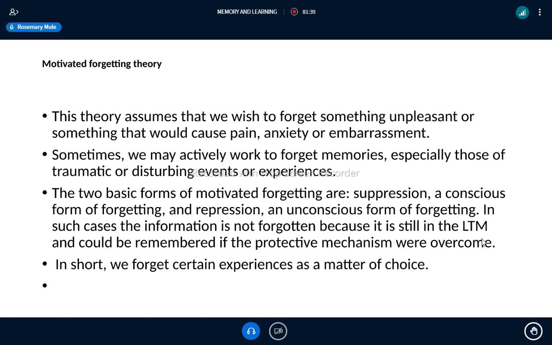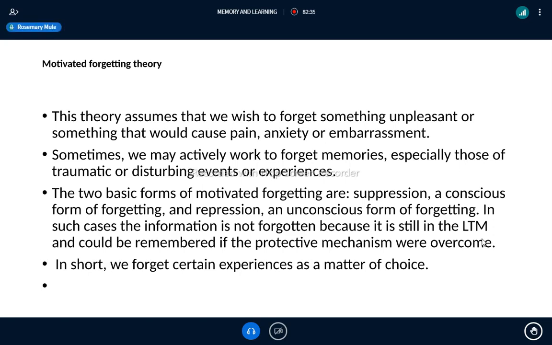We have what we call the motivated forgetting theory. What does this theory say? This theory assumes that we wish to forget something unpleasant, or something that would cause pain, anxiety, and embarrassment. We call it motivated forgetting because you are forcing it. It is you who wants to forget it. So it is motivated in a way. Sometimes we may actively work to forget memories, especially those of traumatic or disturbing events or experiences.